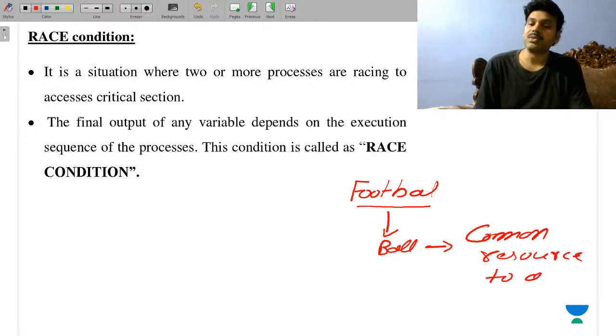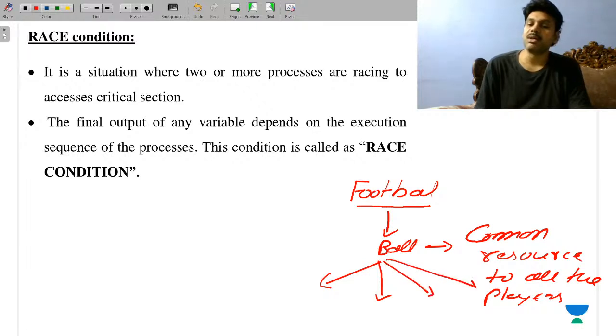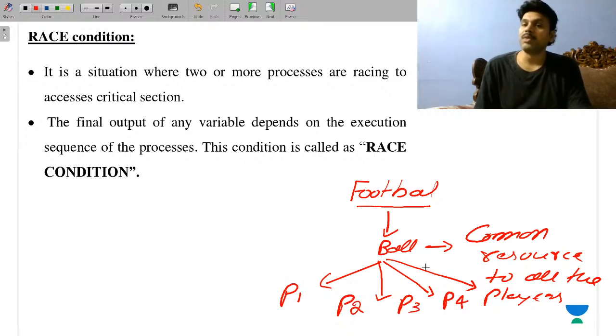A common resource to all the players. Therefore, there is only one resource, but it is shared by multiple parties. We don't know at which position the ball is right now. At some instance, the position of the ball varies. Sometimes the ball is with player 1, sometimes with player 2, sometimes with player 3, and sometimes with player 4.